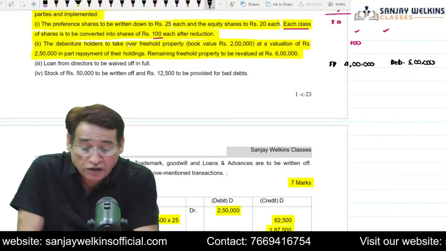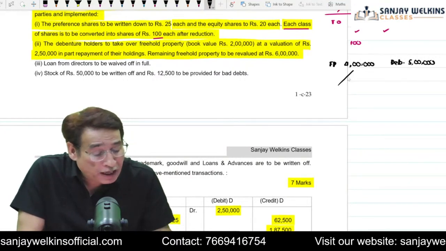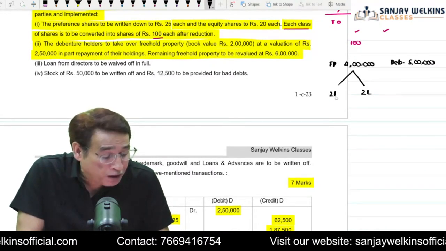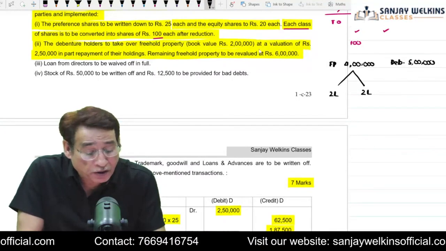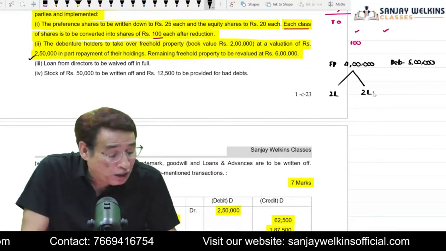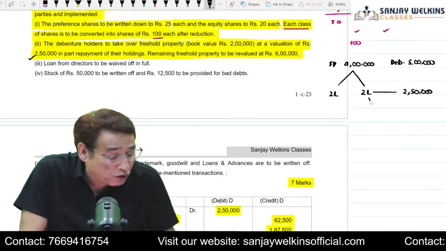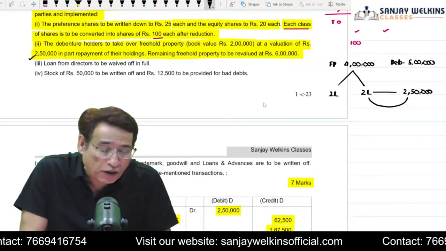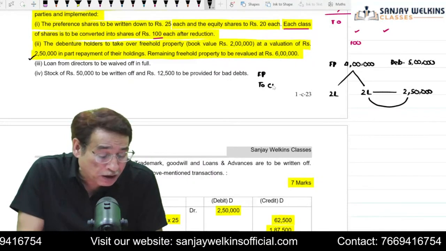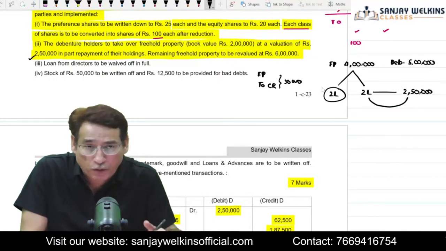Now here it is written, debenture holder to take over freehold property, book value 2 lakh. That means out of 4 lakh worth of property, 2 lakh worth of property is being taken over by the debenture holder. But the debenture holder took 2 lakh worth of property at a valuation of 2,50,000. First of all, you will pass the entry for appreciation in freehold property. Now, freehold property is going up by 50,000. Your entry will be freehold property account debit to reconstruction or capital reduction account. That is 50,000. That means remaining freehold property is now 2 lakh.